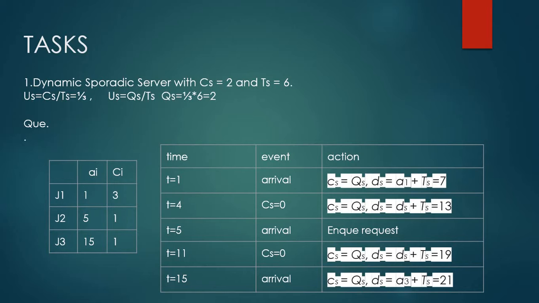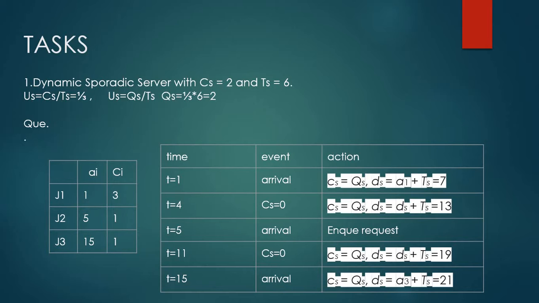Now we have a sample problem with 3 jobs and their arrival times and computation times. At time t equals 1, the first job arrives and the server budget is assigned the maximum budget, and the deadline equals the arrival time of the first process plus server time, that is 1 plus 6 equals 7. Now at t equals 4, the server budget becomes equal to 0. Then the server budget is assigned the maximum budget and the new deadline equals the old deadline plus server time, that is 7 plus 6 equals 13.